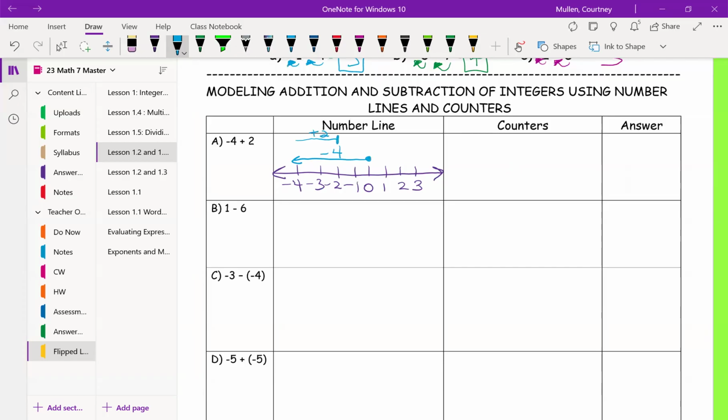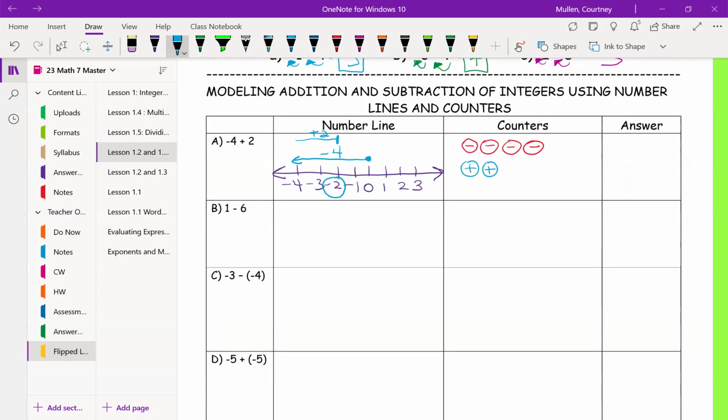So if I look and see where we end up, at -2. Now we can also model this using counters. So let's take a look at what that looks like. We said we have 4 negative counters, 1, 2, 3, 4. And we have 2 positive counters, 1, 2.